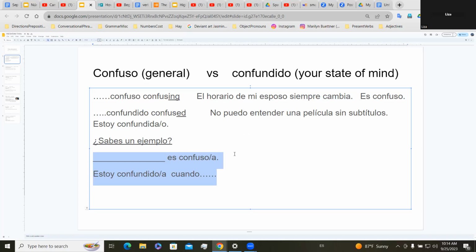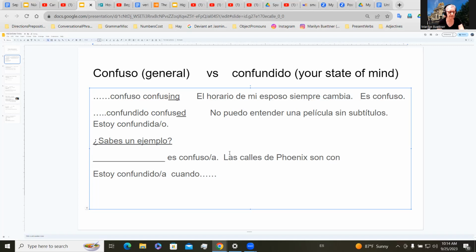Some calle in Phoenix is confuso. Some of them, I don't know. All of them, then we have to make it all of them. Las calles de Phoenix son confusas. Sí, las calles de Phoenix son confusas. Bueno, ¿sí? Yeah.